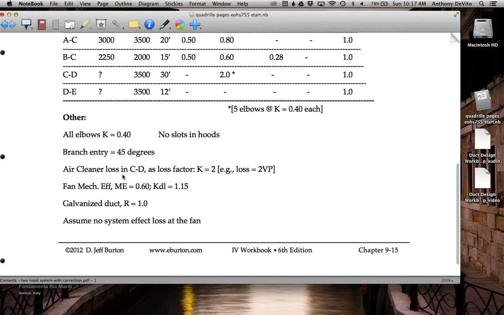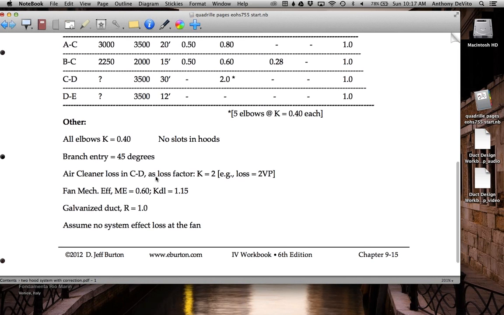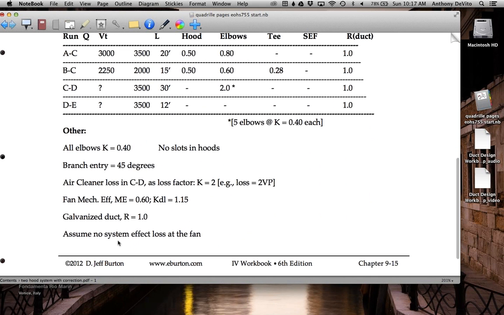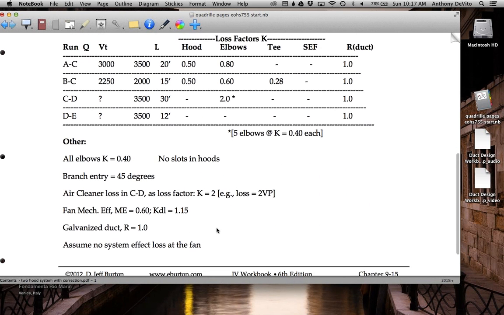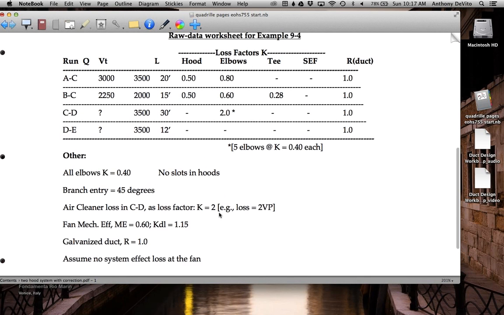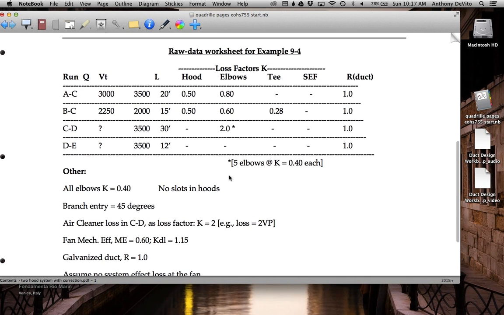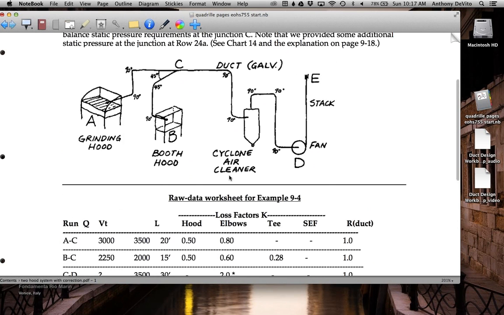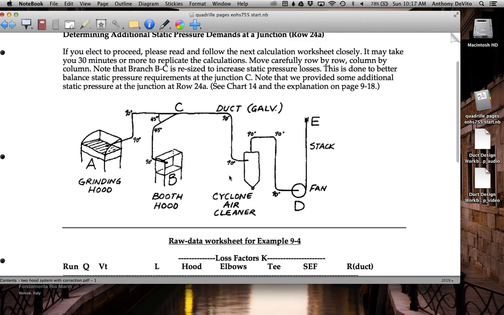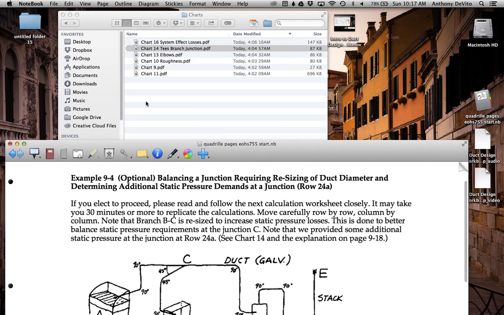They're telling us that the loss factor from the air cleaner, which is given by the manufacturer, is K equal to 2. So we're going to put that in instead of a static pressure loss across the air cleaner before. And they asked us to assume no system effect losses with the fan. You can look up system effect losses in the book, and it'll describe when you might actually see them. Too many elbows is right. That's a real effect. Okay, let's go and actually do this calculation now.